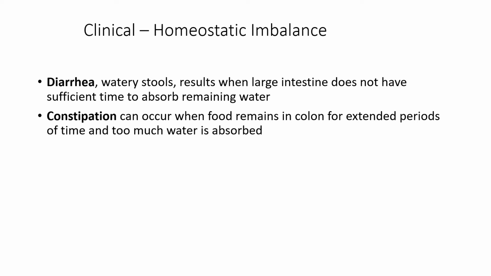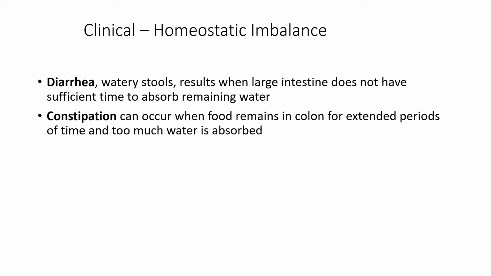And another common complication of the digestive system is constipation. And what happens here is there's food that remains in the colon for a long time, and too much water is being absorbed throughout the gastrointestinal tract, especially in the large intestine. And what that does is it makes the stool really hard and difficult to pass. One of the main reasons of constipation that results from a dietary insufficiency is an insufficient intake of fiber or an insufficient intake of fluid.